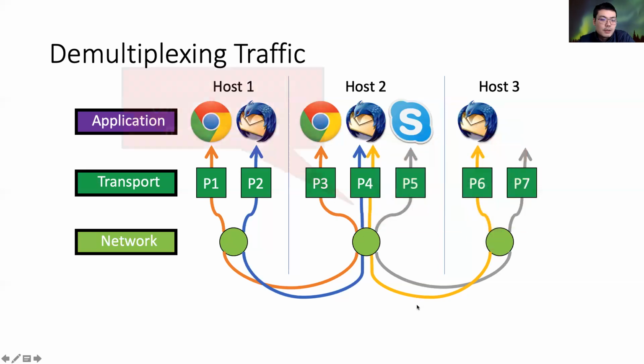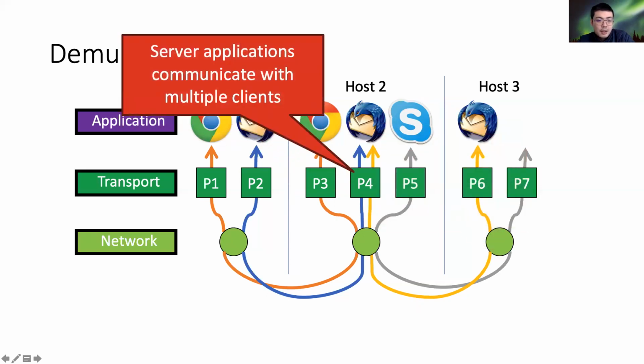Another example: host 2 is also running a mailing server, and host 1 and host 3 are the clients. You can see the blue connection here going to P4, serving client 1 from the mailing server. You can also have another independent stream from host 3. The destination is P4, but because the source is different, the IP address is already different, so these are two independent connections.